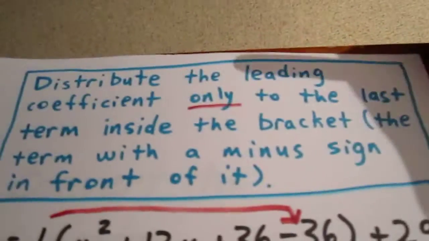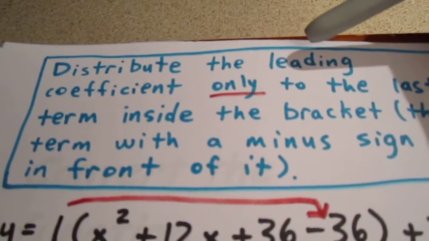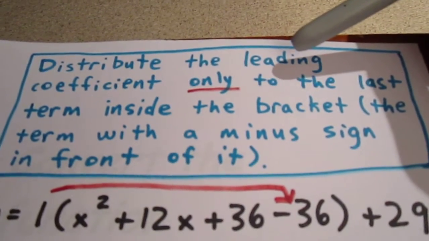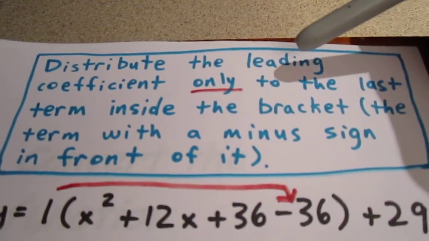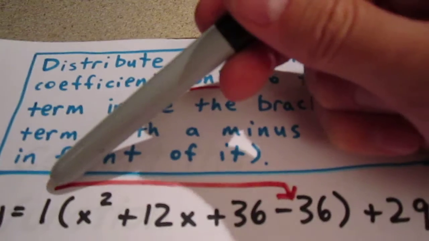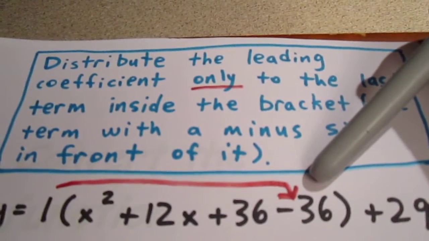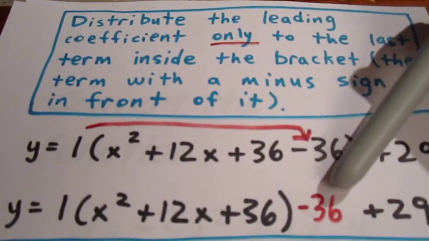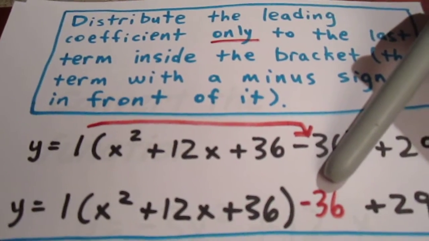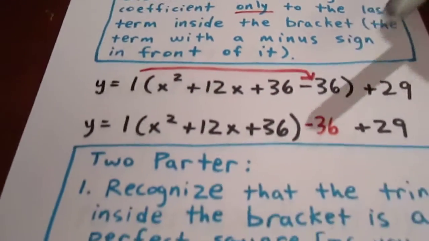We then distribute the leading coefficient, which in our case is 1, only to the last term inside the bracket, the term that has the minus sign in front of it. So the 1 gets distributed to the minus 36 and kicks a minus 36 out of the bracket. And at this point we have a two-parter.